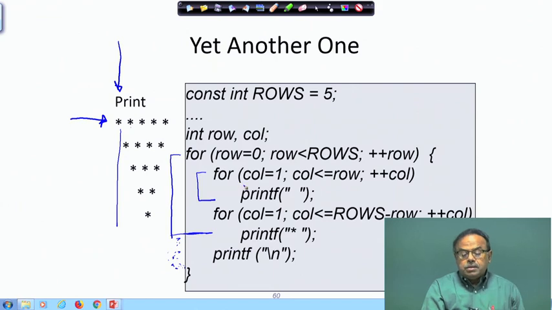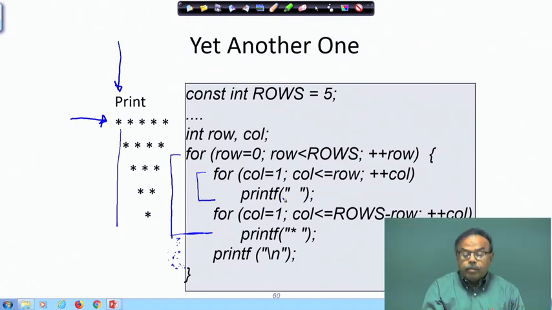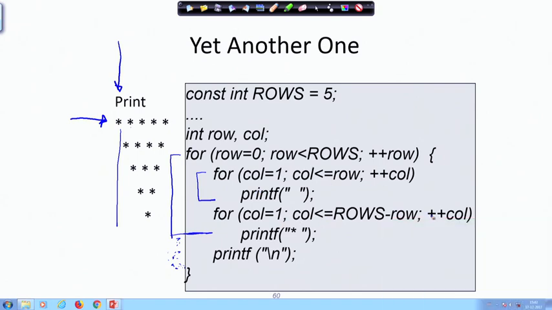Internally, what am I doing here? Column is 1 and column is less than row because less than equal to row. Because row is 0 and column is 1. Look at the trick here. The trick that has been applied is column is starting with a value 1, and as long as column is less than row, I am printing blank. So, how many blanks should I print for the first column? 1 blank.